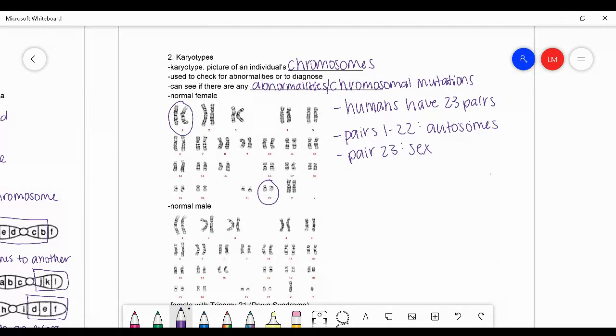And so one of these pairs came from mom or from the egg, the other one from dad or from the sperm. And what I also notice is that if we look at pair 23, this individual has 2 X chromosomes, which means this individual is female. So with a normal female karyotype, there will be 2 of each type of chromosomes, including 2 X chromosomes and no Y chromosomes.